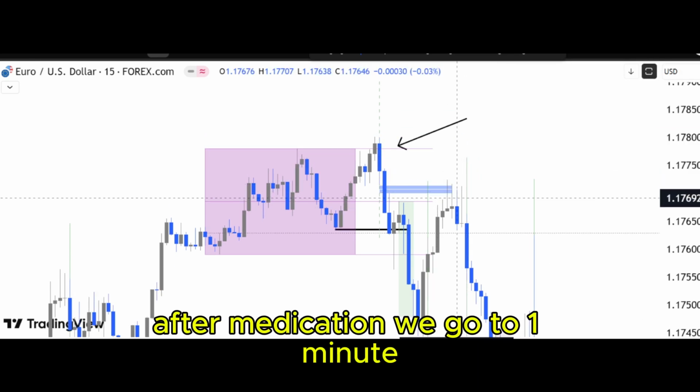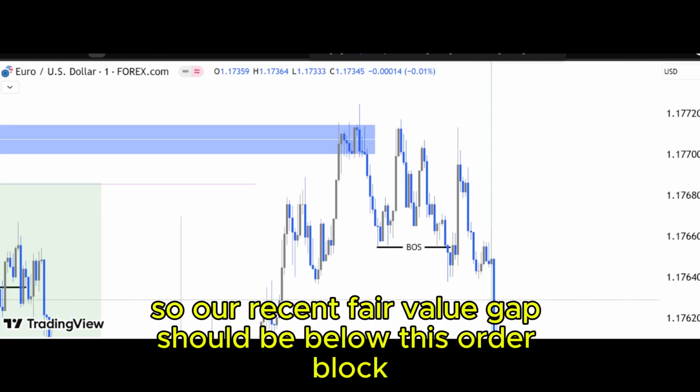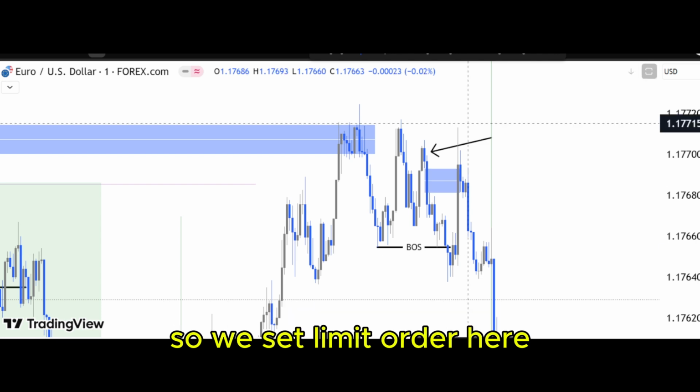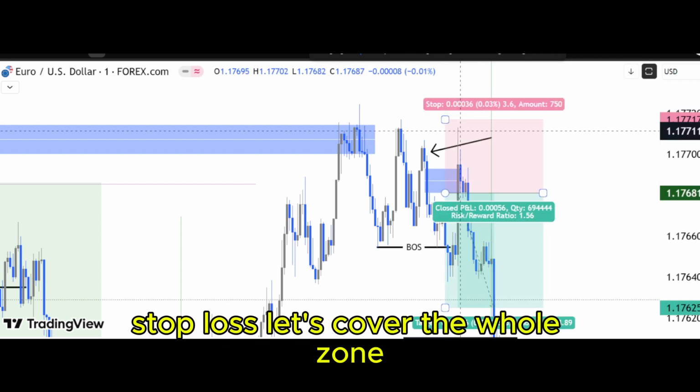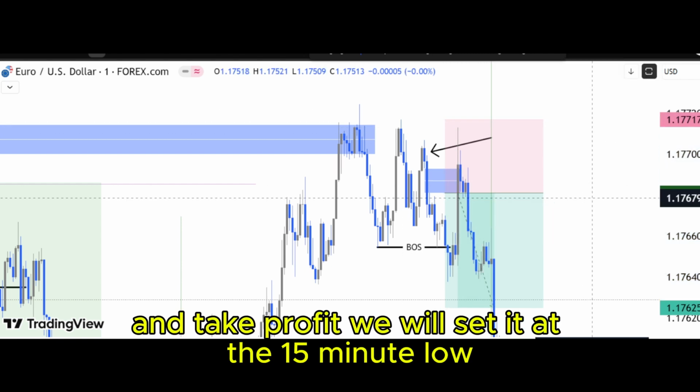After mitigation, we go to 1 minute. Our recent break of structure happened here. So our recent fair value gap should be below this order block. So we set limit order here. Stop loss, let's cover the whole zone. And take profit, we will set it at the 15-minute low.